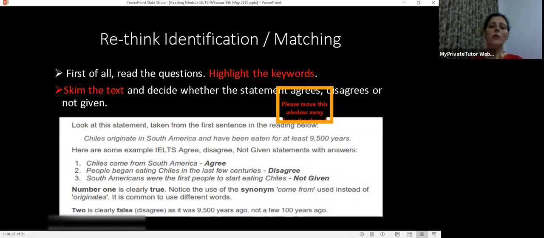Okay, first of all, read the questions. First of all, read the question, then come to the statement or a passage. Then highlight the main keywords, like Chile, South America, 9,500 years. Then in this sentence, just highlight and underline these words.